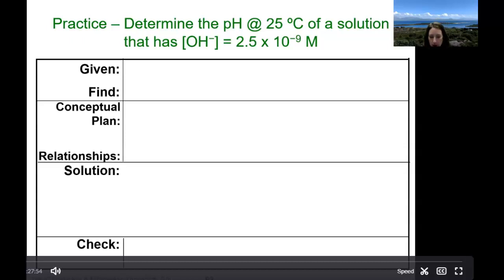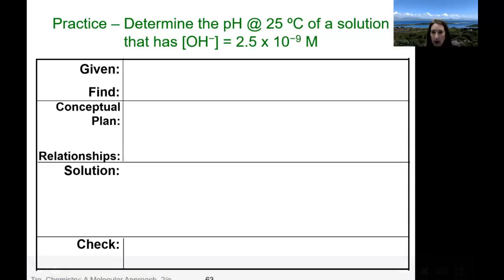So let's determine the pH of a solution that has an OH concentration of 10 to the negative 9. All right, so now when we're doing this, can anybody predict what the answer is before we do this problem? So what do you think this is before we do the problem? And feel free to say it out loud, or you can type it in the chat.